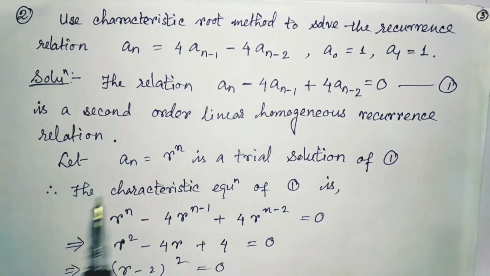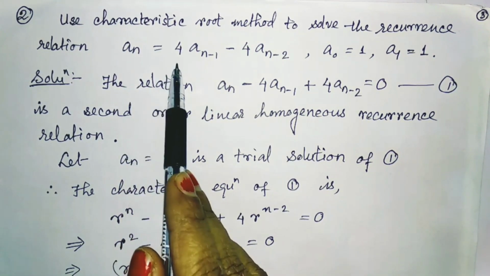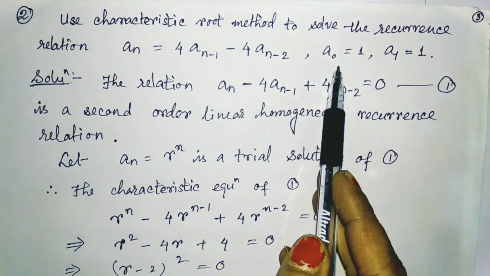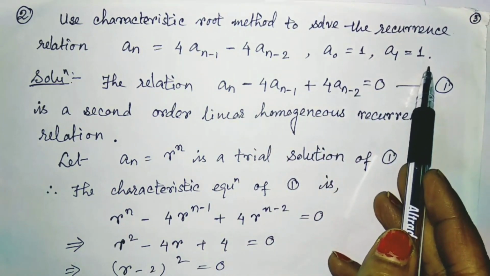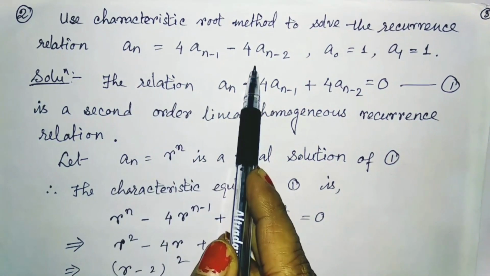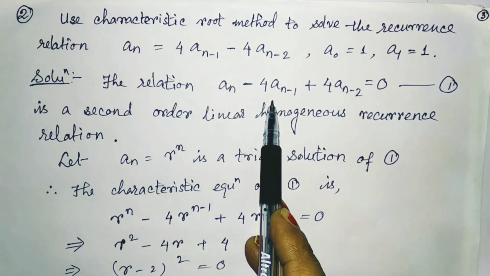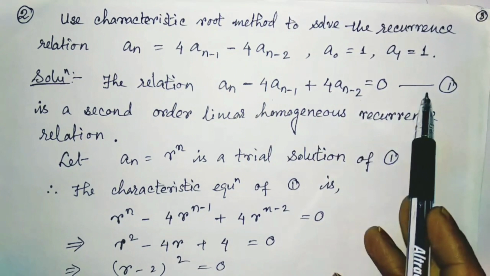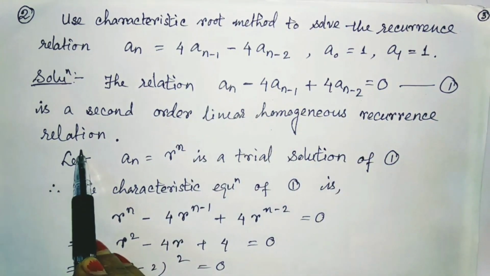So one more example where the recurrence relation is an is equal to 4 into an minus 1 minus 4 into an minus 2, where the initial conditions are a0 is equal to 1 and a1 is equal to 1. For the solution, again we rewrite this as an minus 4an minus 1 plus 4an minus 2 is equal to 0, which is again a second order linear homogeneous recurrence relation.